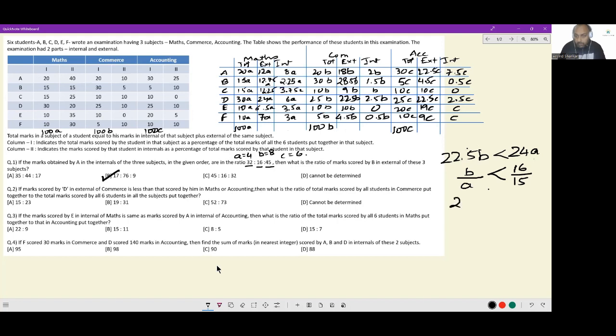Similarly, 22.5B is less than 22.5C, or B by C is less than 1.